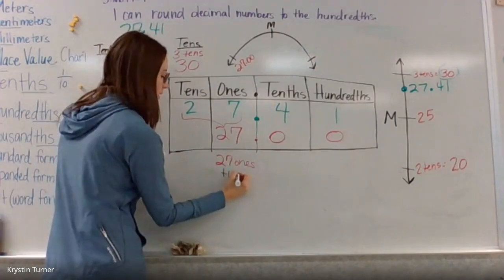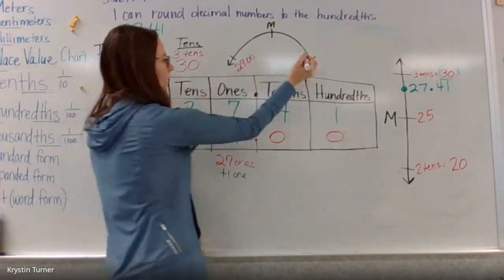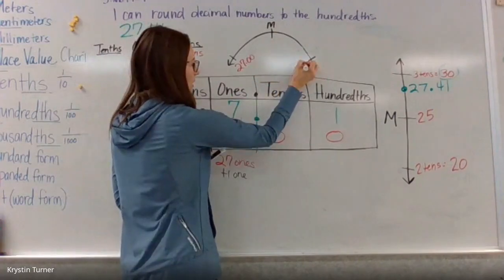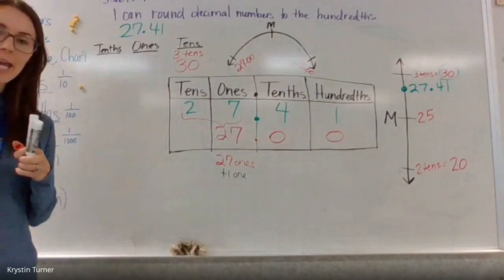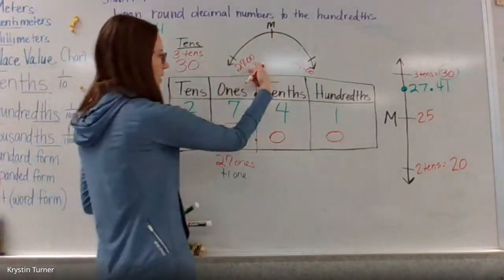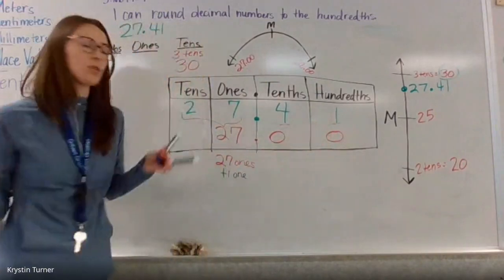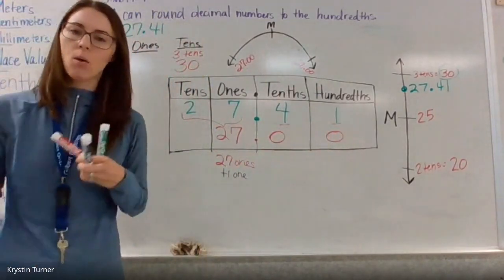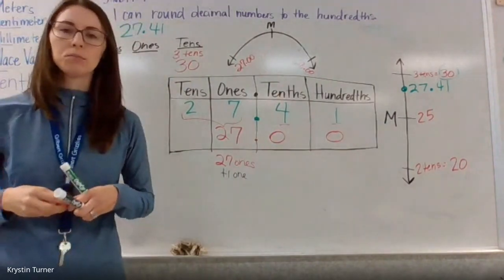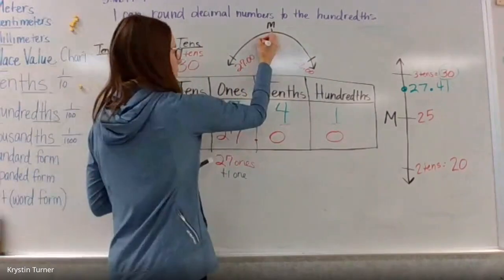And then, since I'm rounding to the ones, I need to add 1. So I'm going to add 1 to that, and I would get 28 ones, and my number lives between 27 and 28. I'm adding the zeros behind it because I want to think about what's between. If we had $27 and $28, what is in the middle of that? $27.50.